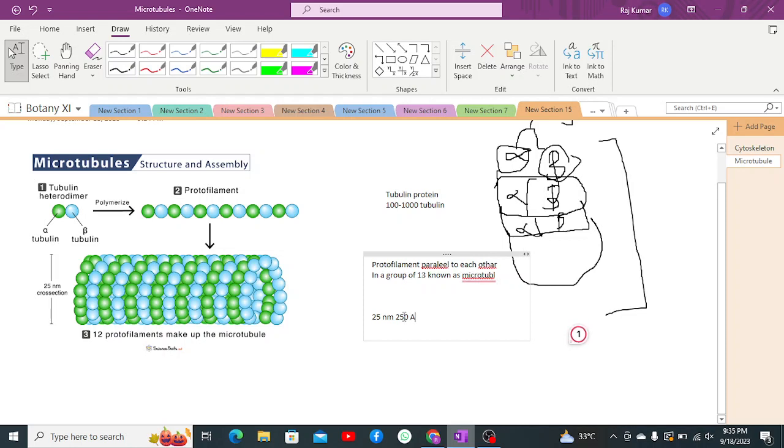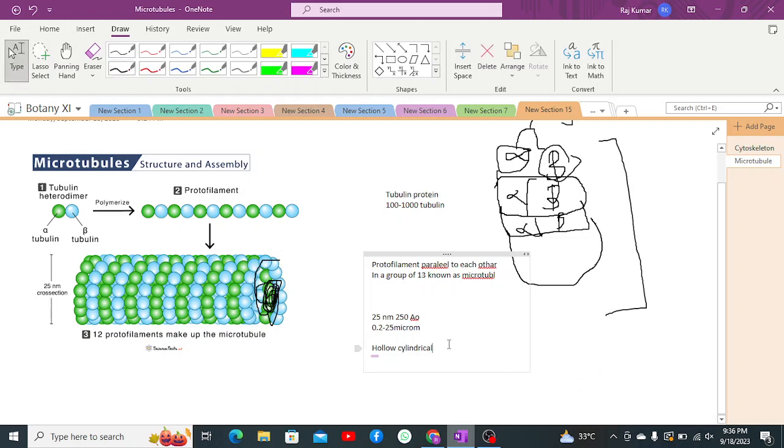250 angstrom. Apart from which, when it comes to its length, it is around 0.2 to 25 micrometer. When it comes to its structure, it is just like a hollow cylindrical structure. As you can see in the diagram as well, it is formed in the shape of a cylinder, and in between the cylinder there is empty space. This empty space is the hollow cylindrical structure which is present in between the microtubules.